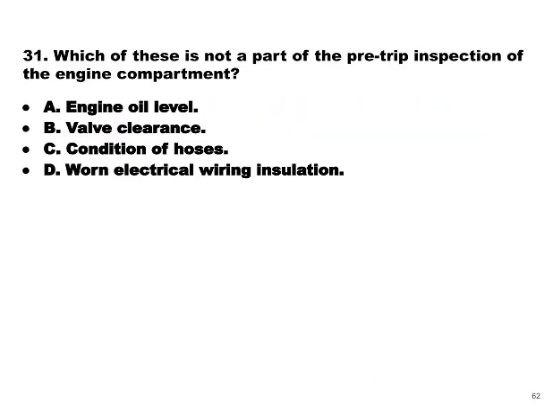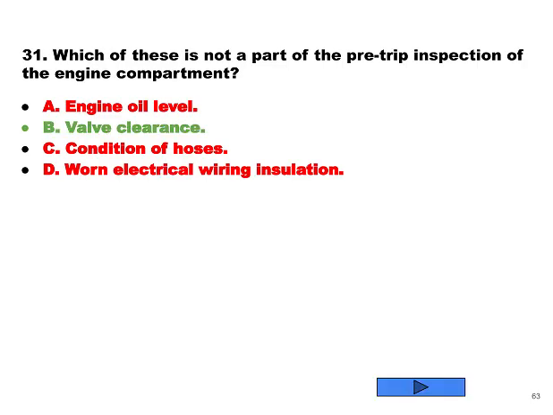Which of these is not part of the pre-trip inspection of the engine compartment area? A, engine oil level. B, valve clearance. C, condition of hoses. Or D, worn electrical wiring insulation. The answer is B, valve clearance.